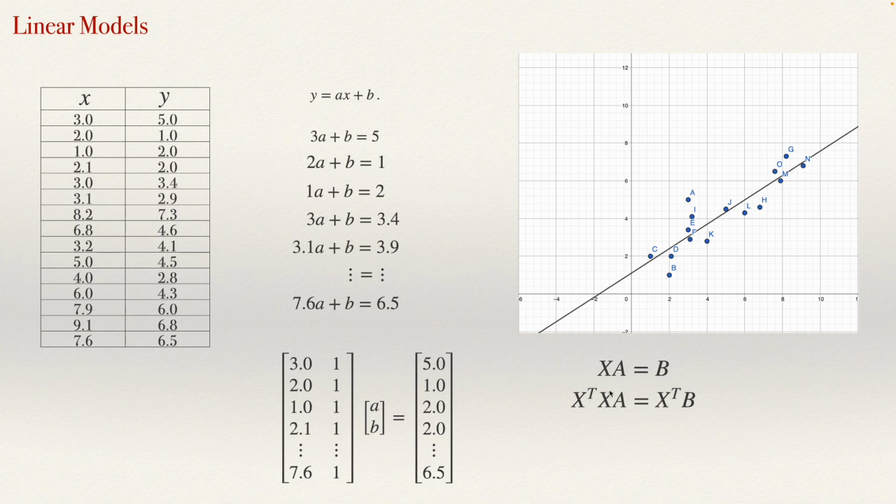We are going to multiply now both sides by the inverse of this matrix. The inverse of this multiplied by this will give me the identity. So on this side we have only a, and on the other side we're going to have the inverse of this matrix multiplied by what I had on the right side. So if the inverse of this x transpose x exists, then this will have a solution, and this solution will be the values of a and b.